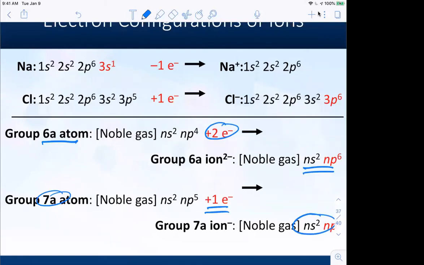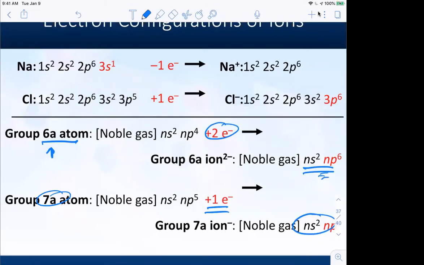Okay, I just sort of screwed that up. Let's review this one. If I'm in 6A, I'm going to gain 2 electrons to become like the noble gas next to it and fill the outer shell. If I'm in group 7A, I'm going to gain 1 electron and become like the noble gas next to it, and that would become -1, right?